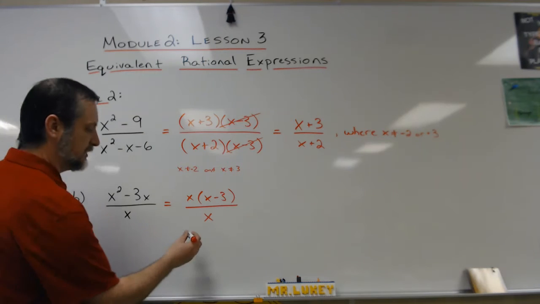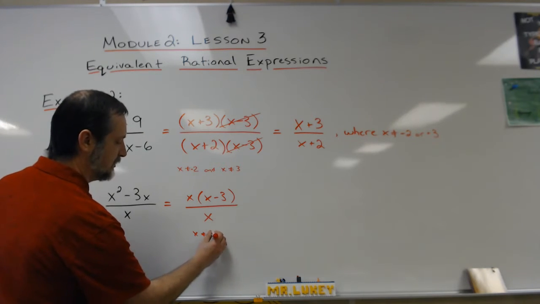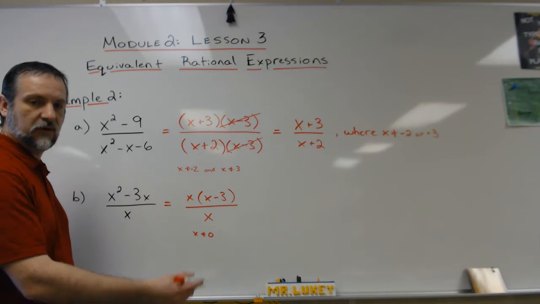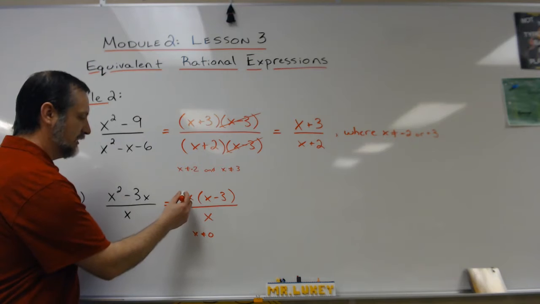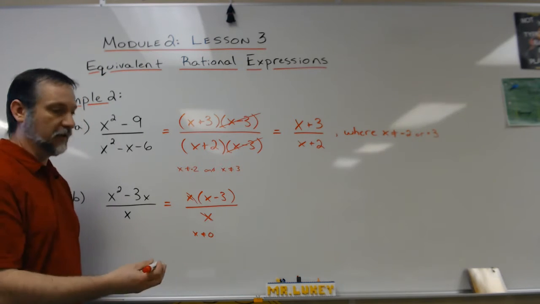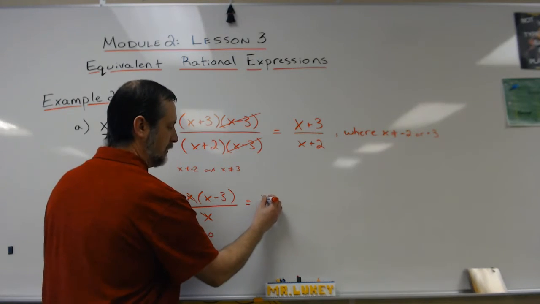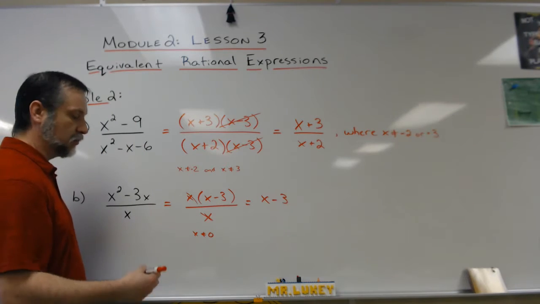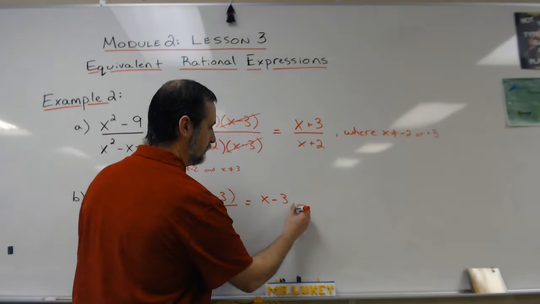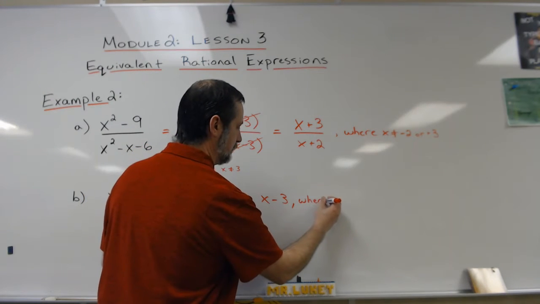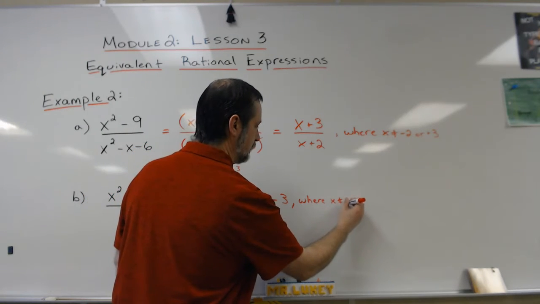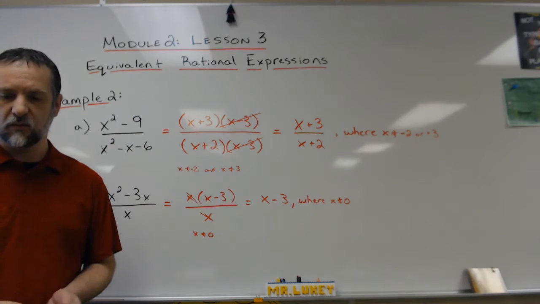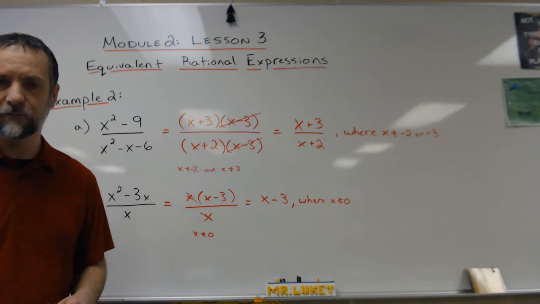Now I can look for non-permissible values, where x cannot equal 0. What can I cancel off? I have x times x minus 3 divided by x. So of course, these will cancel off, and I'm left strictly with x minus 3 as the answer, where x cannot equal 0. And that is the first two examples. I'll reset and we will go over the next ones as well.